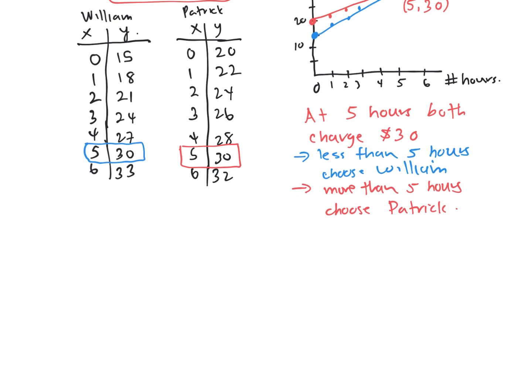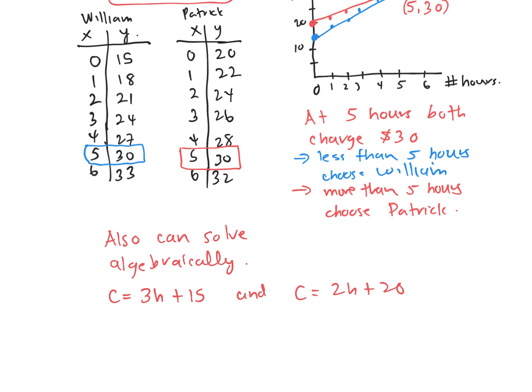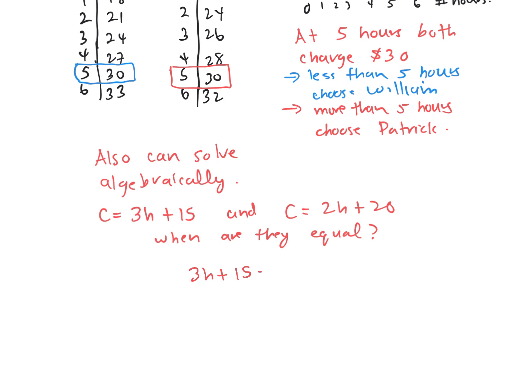You can also solve algebraically, which is a little bit trickier, but you know how to solve equations. So let's have a look at that. So you can also solve algebraically. So if the cost for Patrick is $3 per hour plus 15, and the cost for William is $2 per hour plus 20, we can find out when they are equal by making the equations equal to each other. So when is 3h plus 15 equal to 2h plus 20? So I'm solving for h.